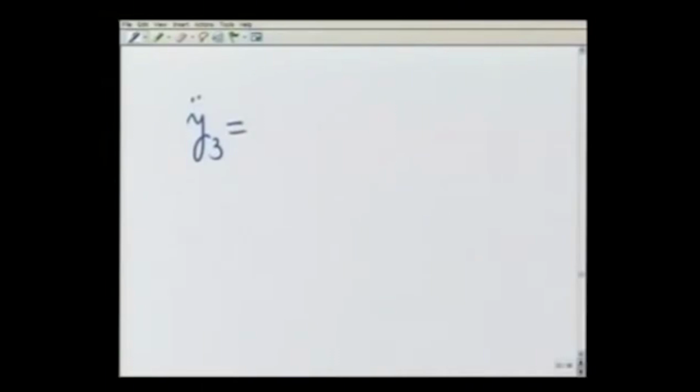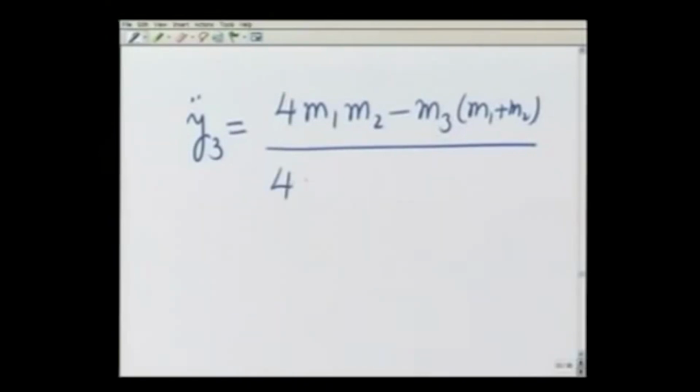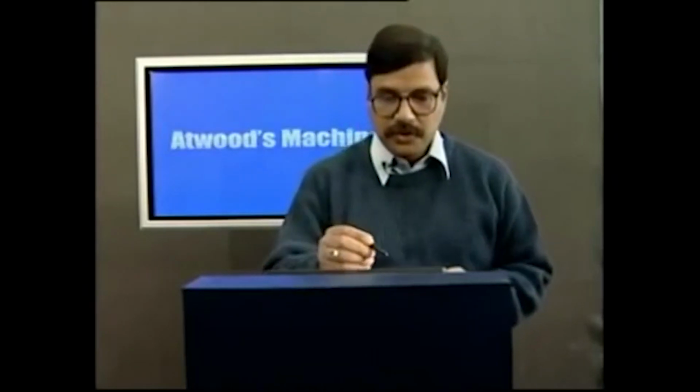I am not going to solve it for you here, but I will give you a partial answer and you can try to get that after solving these equations at home. The answer for y3 double dot comes out to be 4 m1 m2 minus m3 times m1 plus m2, divided by 4 m1 m2 plus m3 times m1 plus m2, times g. I will change it slightly and give this as an exercise to you.